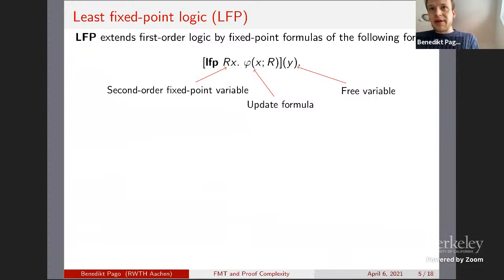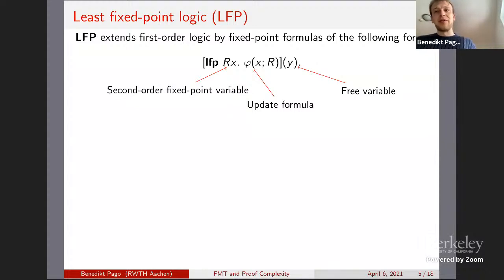And the logic that we related this to is least fixed point logic, or LFP. And as already mentioned, this is an extension of classical first order logic by a mechanism to express iteration. And this is done using so-called fixed point formulas, which look like this. They have a free variable. And to express this fixed point iteration, we use a second order variable, which is R in this case. And so this can take as values subsets of the universe of a structure.